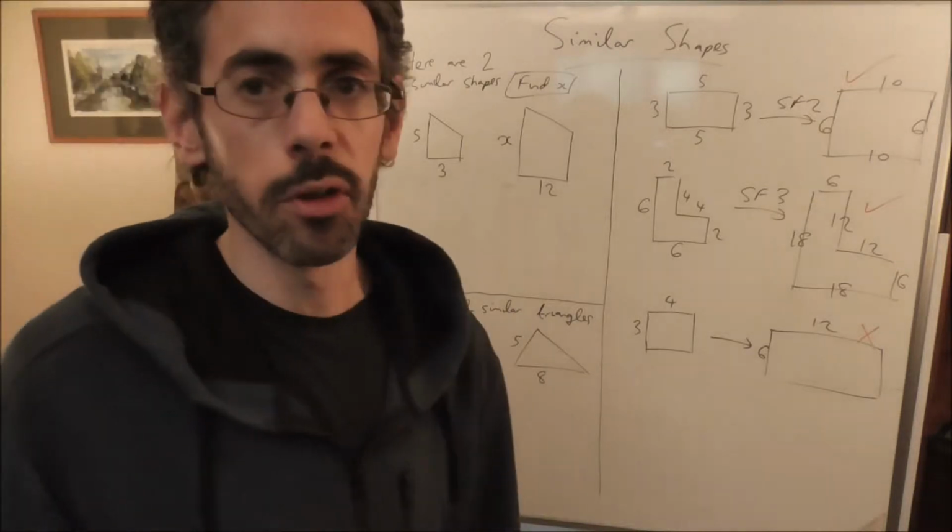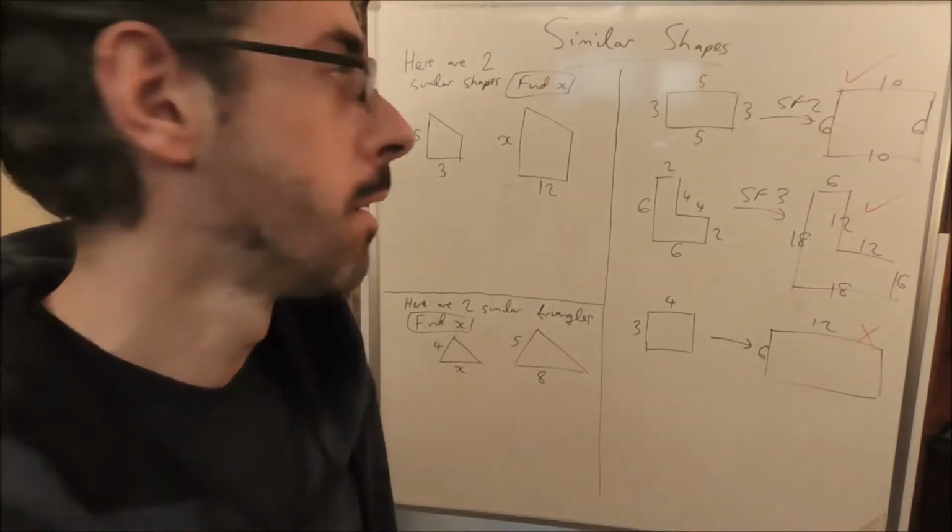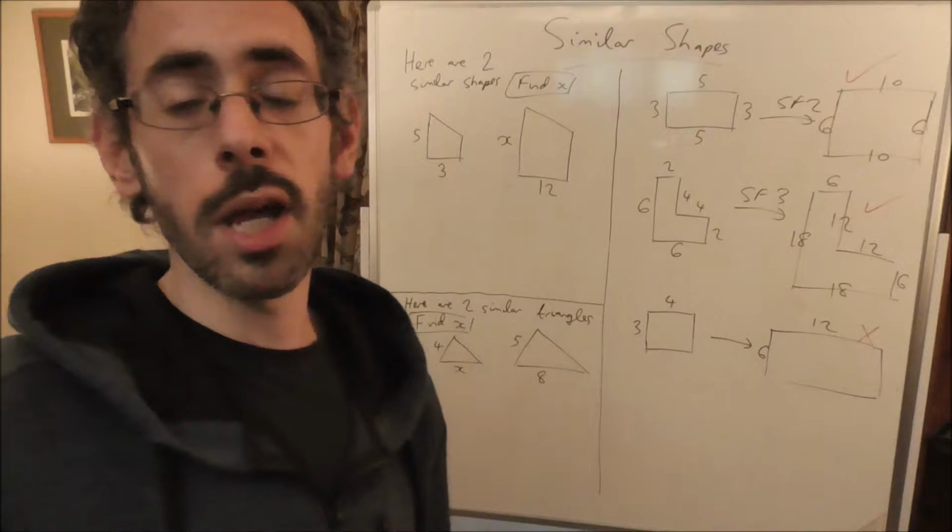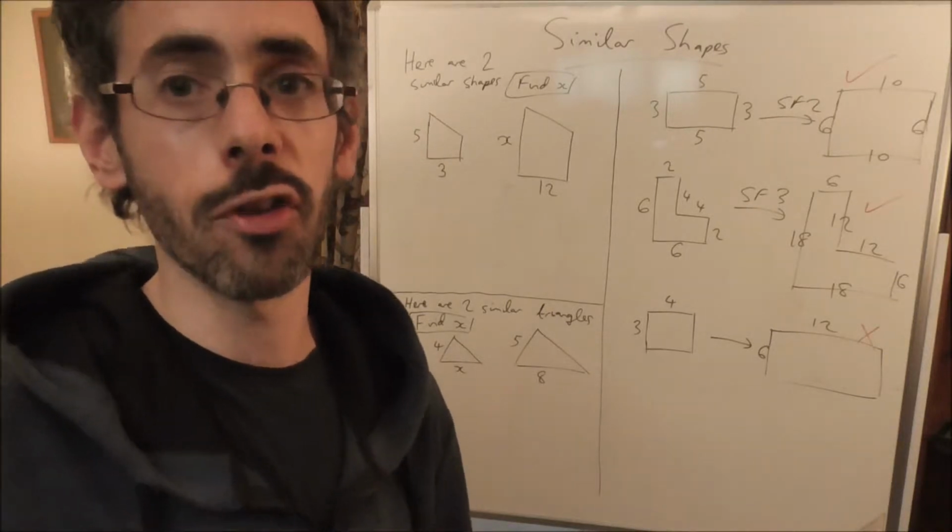So another way to talk about similar shapes is to show that two shapes are similar if they've got the same angles and also every pair of corresponding sides has the same scale factor.